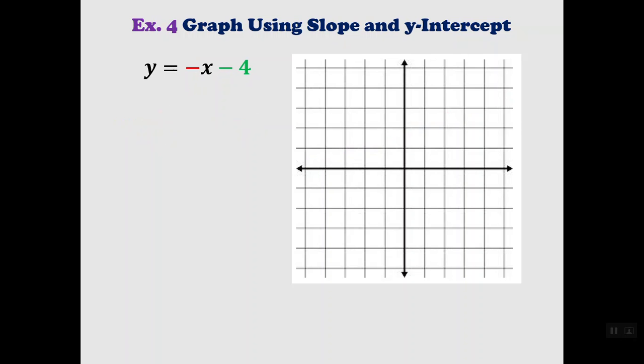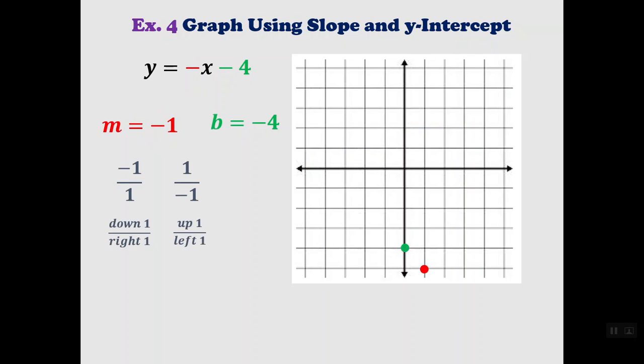Example 4, our slope is the coefficient of the x term, so in this case the value is -1, and our y-intercept is the constant, -4. Now let's think again about how to express that slope. It's -1 over 1 or 1 over -1. Those are our options, so we can either move down 1 to the right 1 or up 1 to the left 1. So I start with my y-intercept at -4, and then I move down 1 to the right 1, or I could move from that point up 1 to the left 1. Keep going till I'm at the edge of the graph, and then I connect with a nice straight edge and arrows at the end.